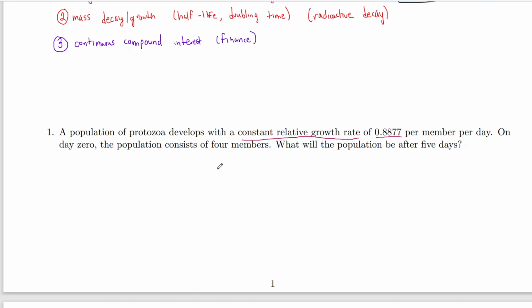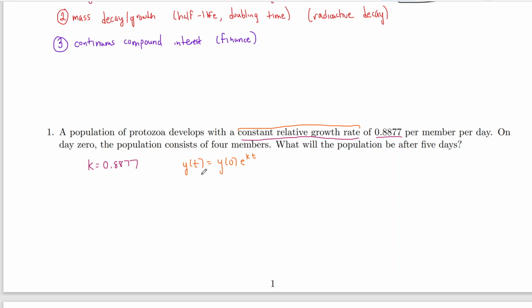Well, what does that represent in our formula? That's representing k. We're told k is 0.8877. But more importantly, by being told that we have a constant relative growth rate, that means specifically we are using the formula for exponential growth or decay: y of t equals y of 0 e to the kt. And now it's up to you what letter you use. If you're using population, maybe you want to use P instead, but we're not told what letters to use here, which means we can just use whatever we want.